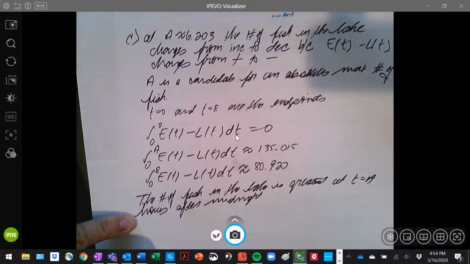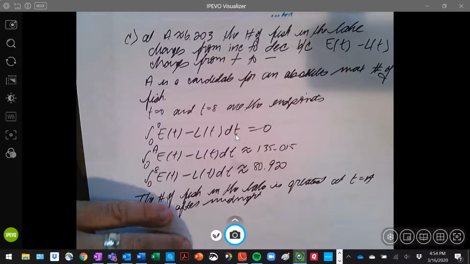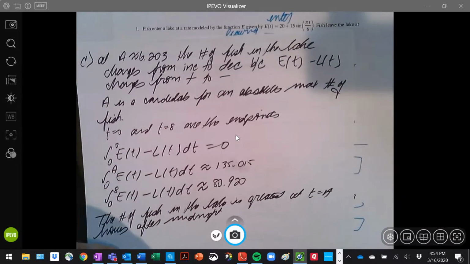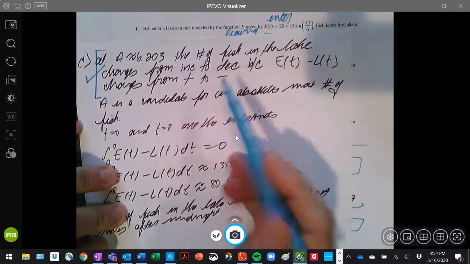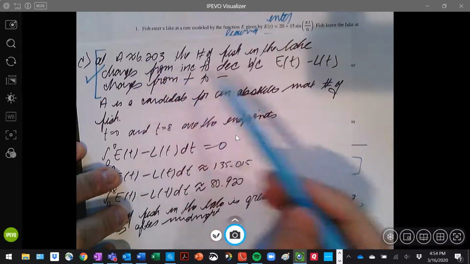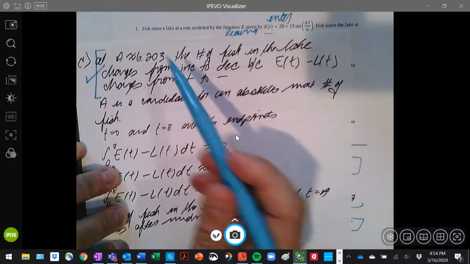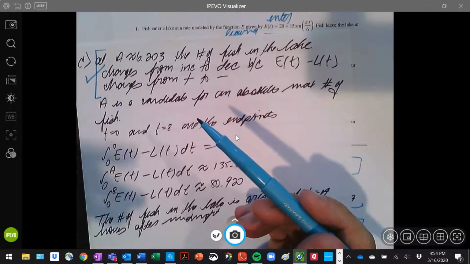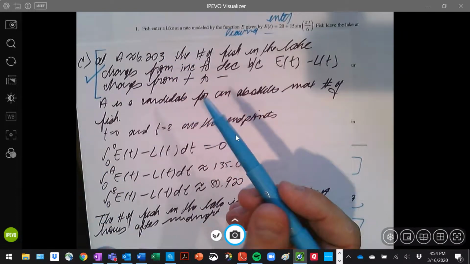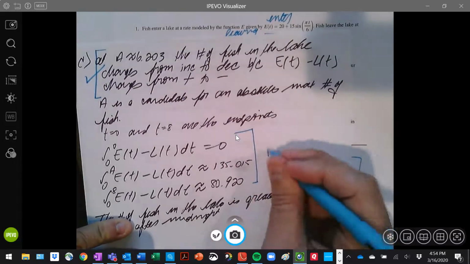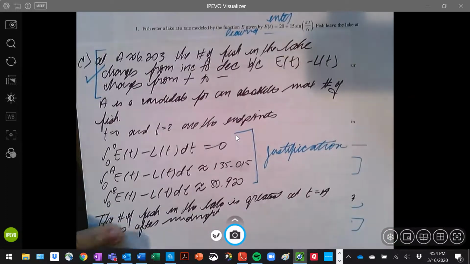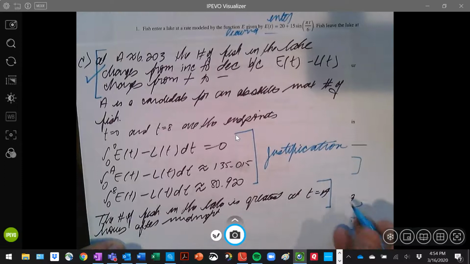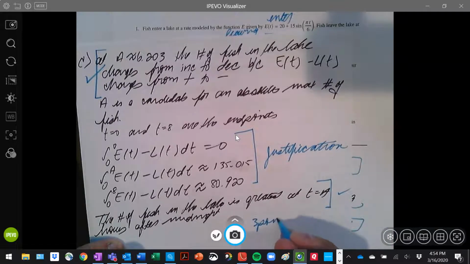The way they awarded points was they said E of t minus L of t equals 0. So I would say it's this initial work here of identifying where this change in E of t minus L of t happens. Then there's a point for the answer, and then a point for the justification. What I know for a fact is that all of this work here, when you're evaluating the integrals, is your justification, and then this guy down here would count as your answer. So that would be a grand total of 3 points.